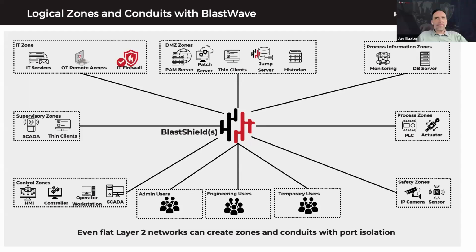Yeah, back to Blast Shield, it can go even down to layer 2, and we can technically, with a multi-port device, use MAC addresses to add endpoints into the system. Because of that, we can use our technology to take a flat layer 2 network and make it communicate more broadly, to communicate with other devices in other networks, and take that with the port isolation.